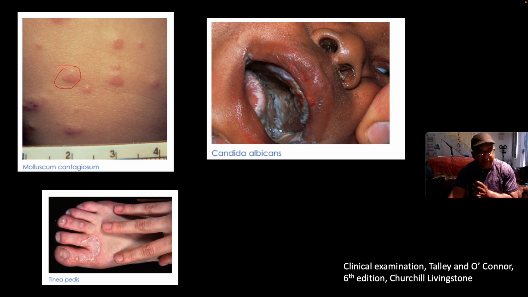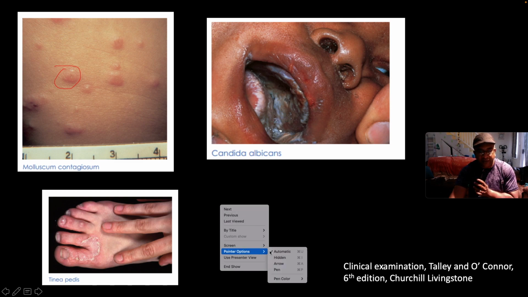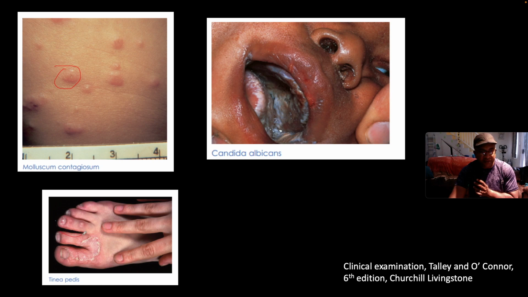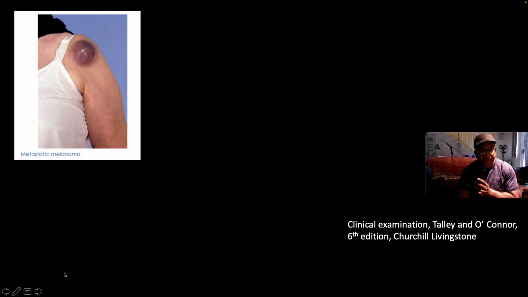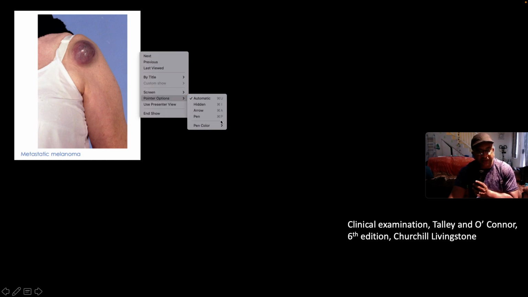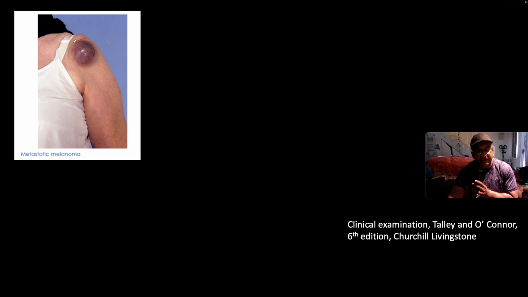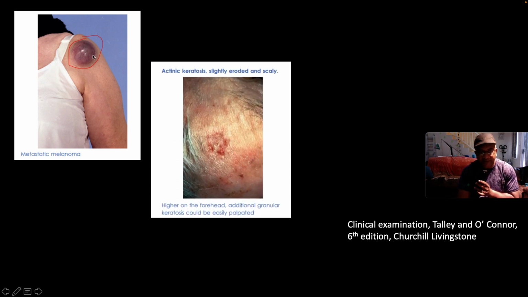Right, this is tinea pedis, so this is basically a ringworm or fungal infection affecting the web space here between the first and second toes. All right, this is metastatic melanoma. So now we're going into the malignancies. You can see, remember the A, B, C, D, E criteria, right? Asymmetrical, the border is irregular, usually the color is abnormal, and the size, the dimensions of it. This is a hyperpigmented, quite large, significant lesion.